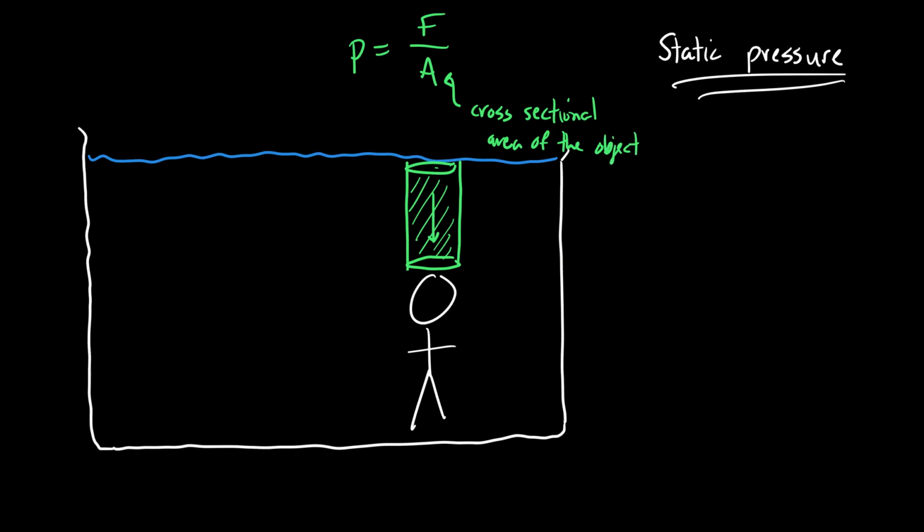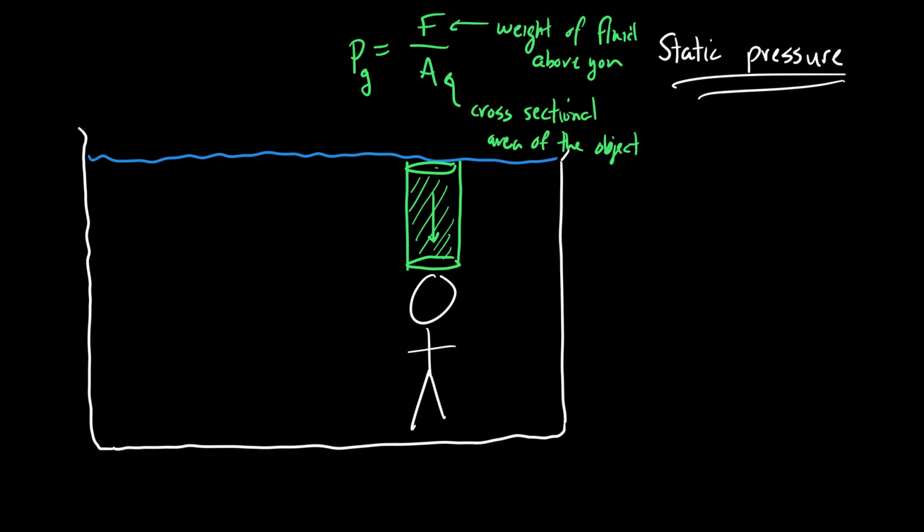So if this was Emery, if we're talking about the pressure on her head, it'd be the cross-sectional area of her head, or maybe the cross-sectional area of her body. And this force is the weight of the fluid above you. And this is what's known as the gauge pressure. The pressure your pressure gauge would read.